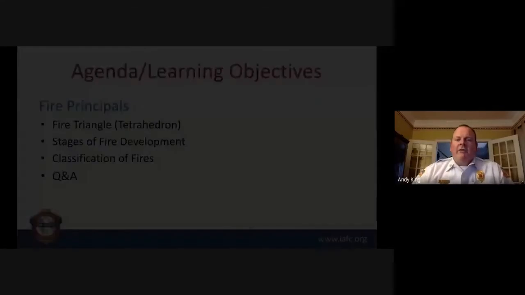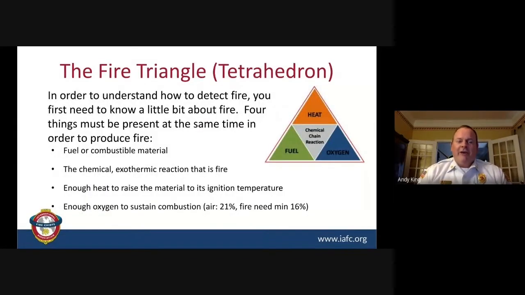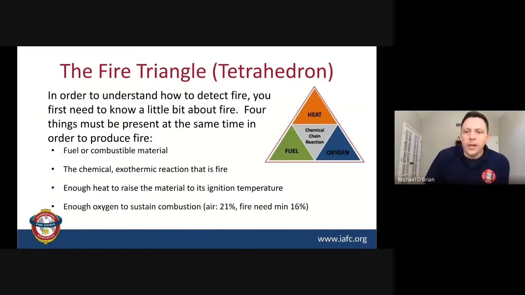Right, our learning objectives for today, this presentation should be about 10 minutes or so. But if you remember back to fire principles, we start with the fire triangle. Depending on when you learned this, it would have been the fire triangle or the fire tetrahedron. The fire tetrahedron is technically the most correct. Second, we'll follow into the stages of fire development, followed by the classifications of fires, and finish with a short Q&A session.